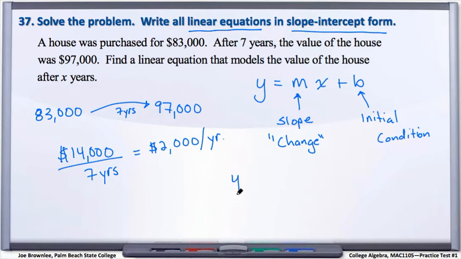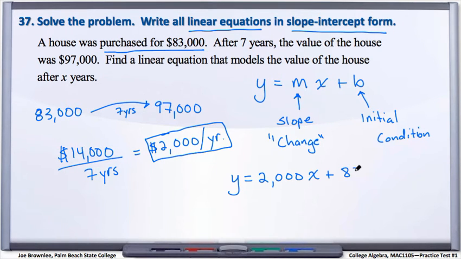If we have y equals mx plus b, and we just talked about the slope of our equation can also represent the change. That's what slope is. So what is the change in value of this house per year? Well, we just found that it's $2,000 per year, right? So we can say that the change is 2,000x plus the initial condition. Well, the initial condition in this case is the original purchase price of the house, $83,000.